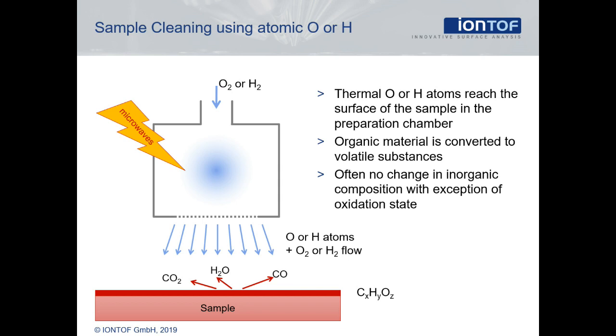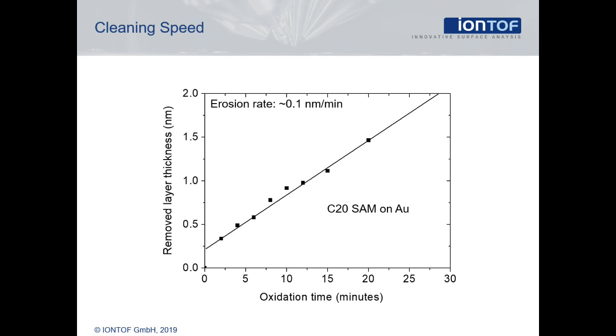This plot was created by measuring the thickness of self-assembled monolayers on gold after increasing duration of atomic oxygen exposure. It shows that after a short transient, the cleaning speed on this material is on the order of 1 nanometer every 10 minutes. In practice, cleaning of adsorbed and less ordered hydrocarbons is usually complete after 5 to 10 minutes.